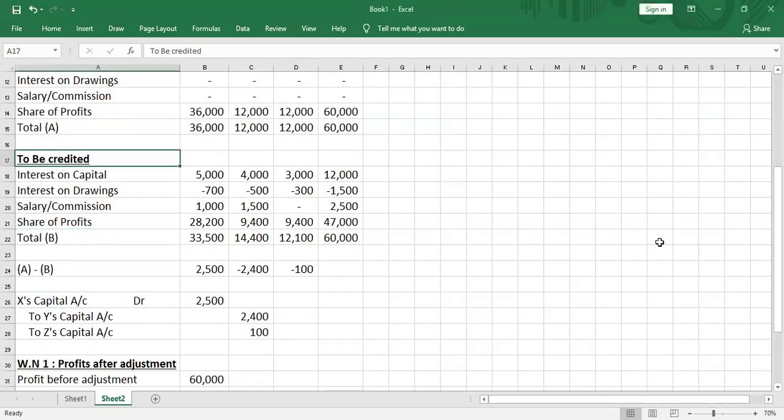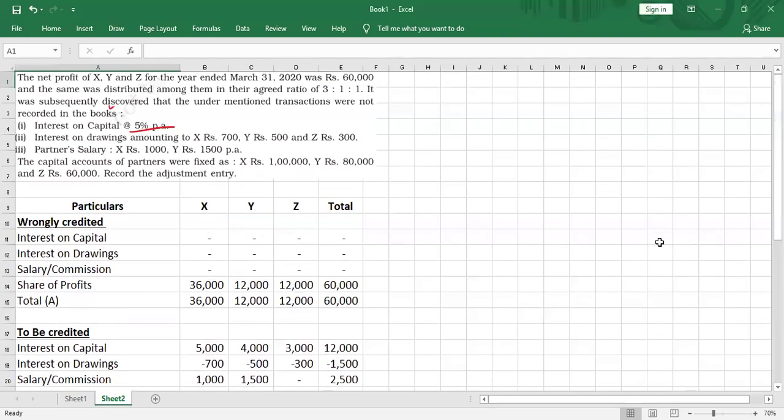That is, in this case, they've omitted to provide for interest on capital, interest on drawings, and partner salary. What if they had provided extra? And what would be the case? Provided extra in the sense they were not supposed to credit interest on capital, interest on drawings, or anything, but they have credited interest on capital, interest on drawings, and all. And so, what would be the case? How to account for it, how to rectify that error, that we will see in the next question.